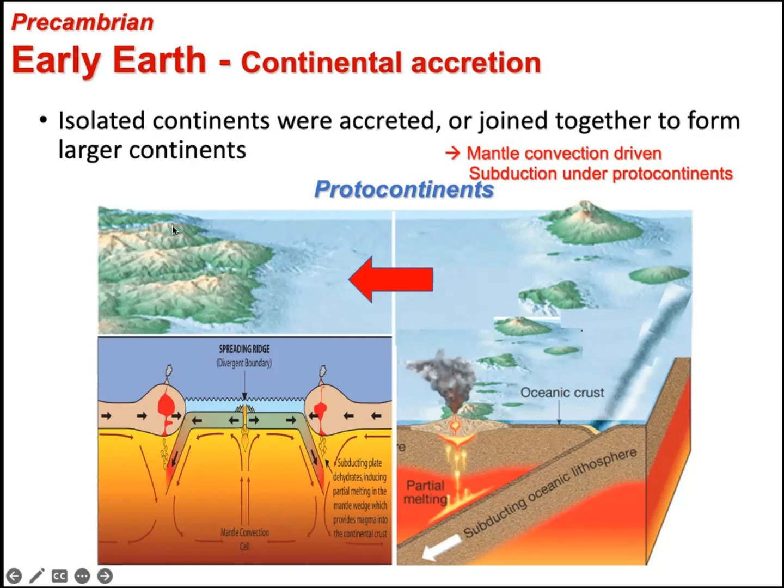Only this type of pods of continents were available within the hot magma ocean, and gradually small oceans also formed in the early Earth. Later on, because of convection, and hot magma means convection always happens. Convection means material transfer also. It's not just the heat going on, it can transfer the material also.